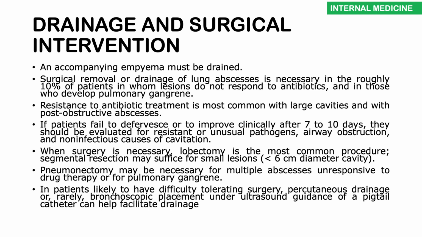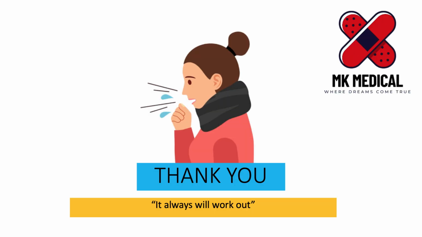Sometimes a pneumonectomy can be done if you have multiple abscesses that are not responding to drug therapy, or if they have pulmonary gangrene. In patients that are likely to have a difficult surgery, or are likely not to tolerate surgery quite well, you can perform percutaneous drainage, or rarely bronchoscopic placement under ultrasound guidance of a pigtail catheter can sometimes be done to help with the drainage.